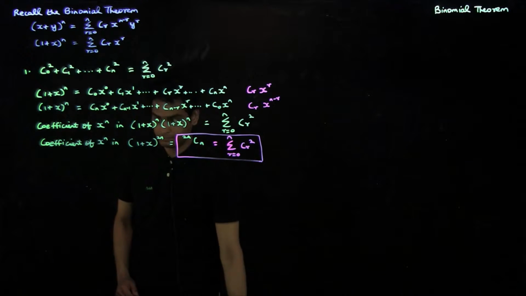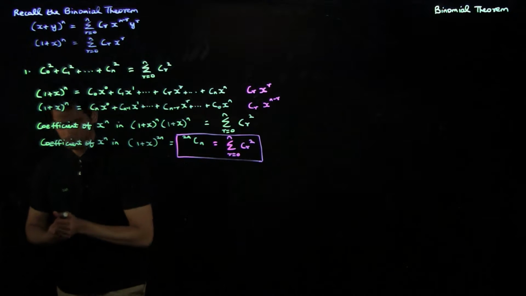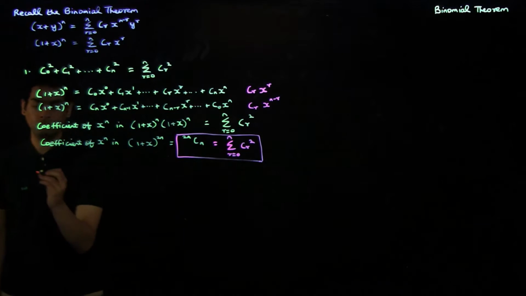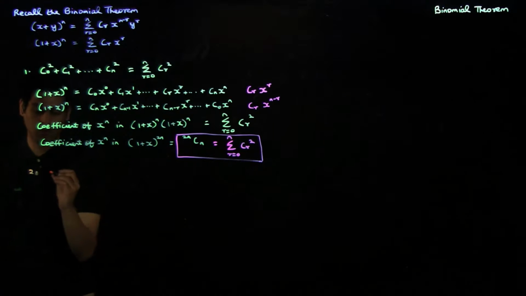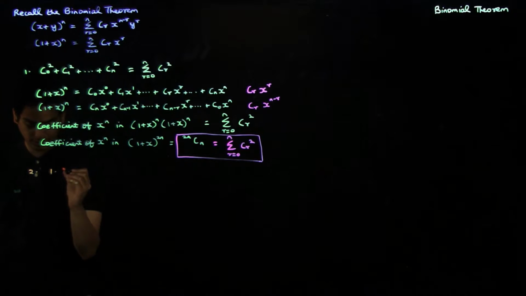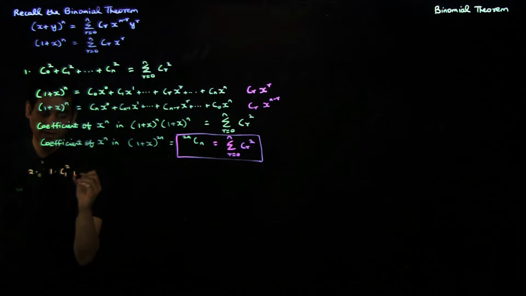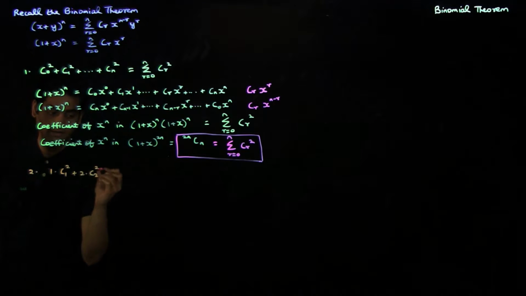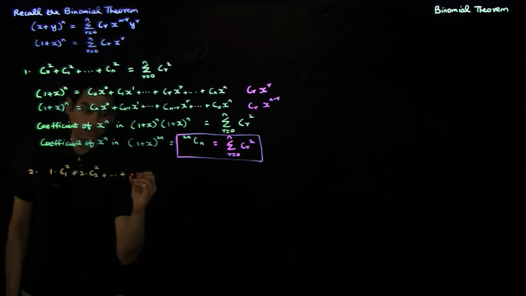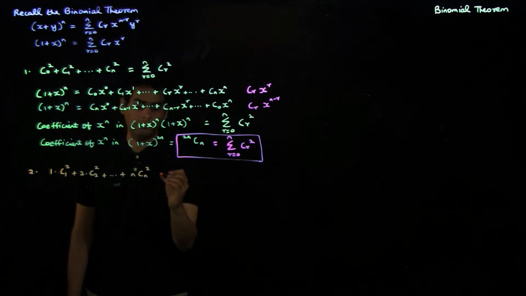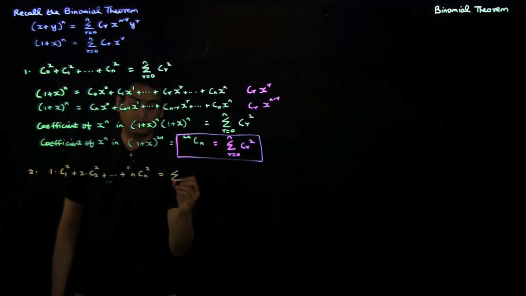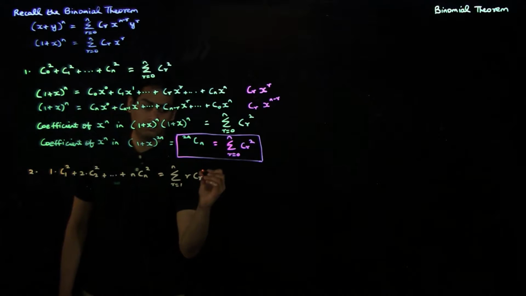So let's look at another identity based on the binomial coefficients. This problem is asking us to evaluate 1 times C1 square plus 2 times C2 square, and so on till n times Cn square. So we can write out this summation as summation r equals 1 to n of r times CR square.